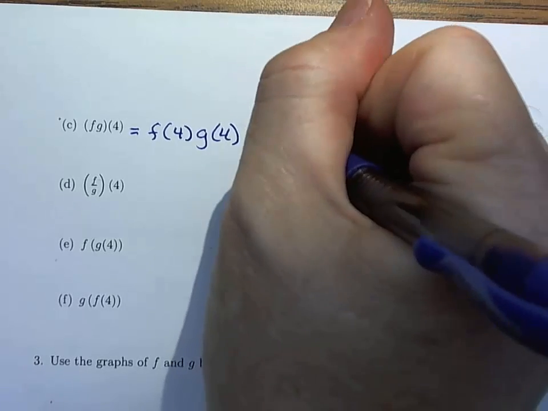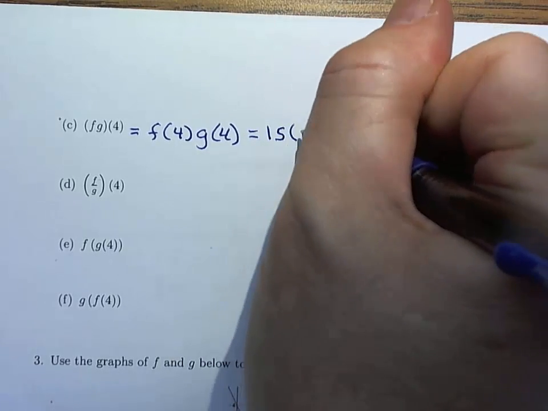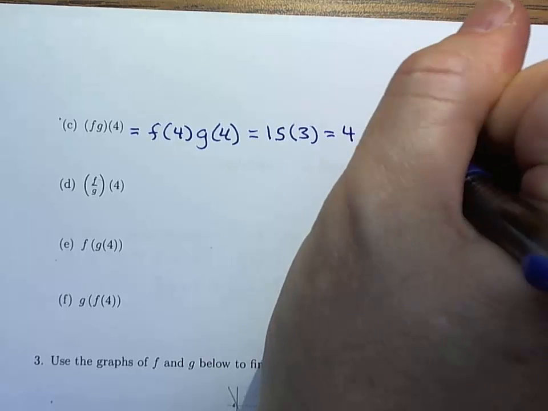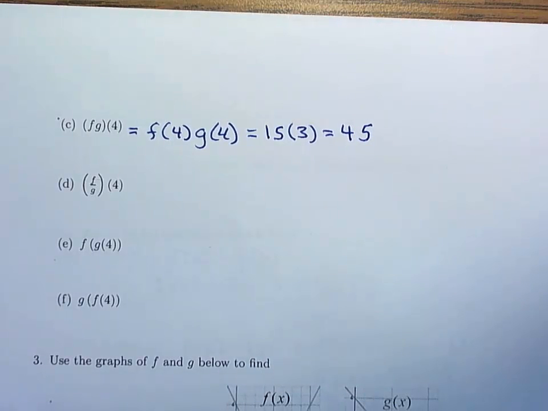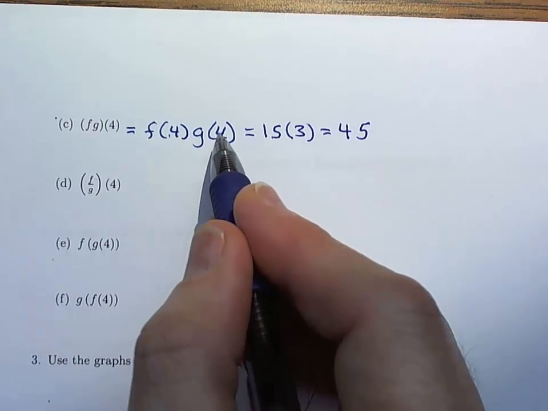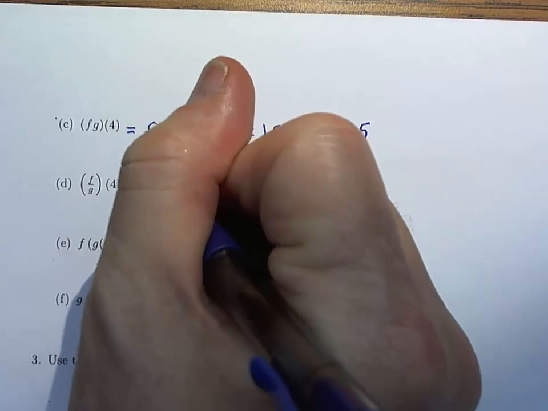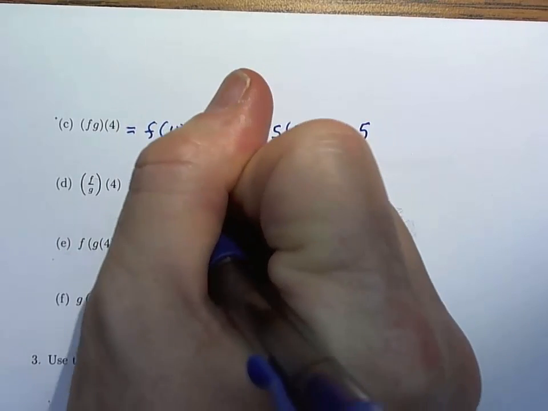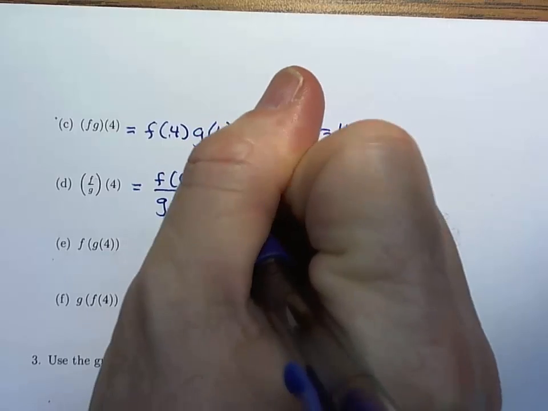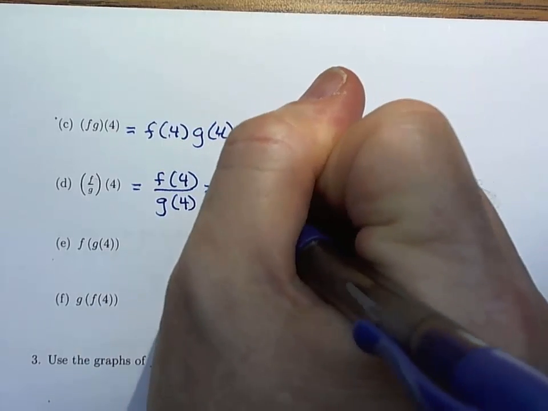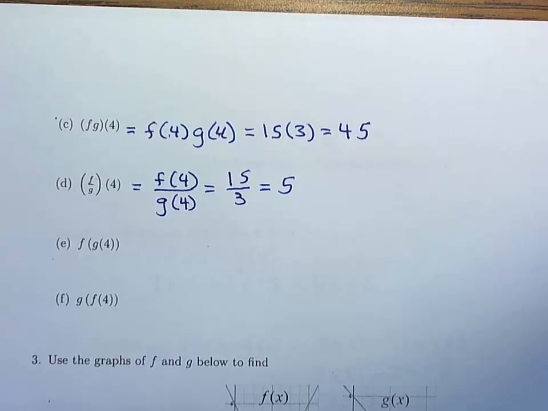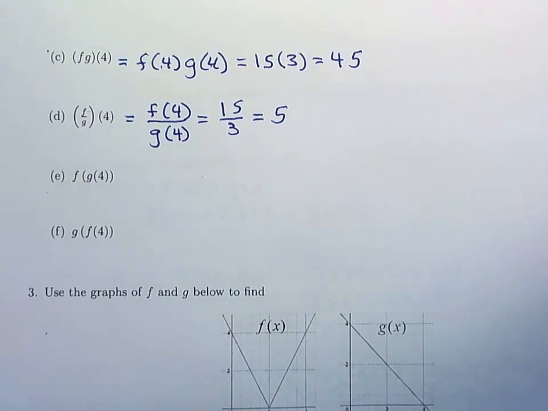So that's going to be 15 times 3, which I guess would be 45, because we know this is 15 and this is 3. And then with this one we've got f of 4 over g of 4, which is 15 over 3, which is 5. Okay. Are there any questions about those ones?